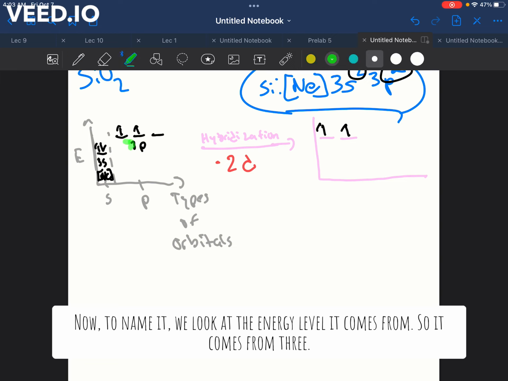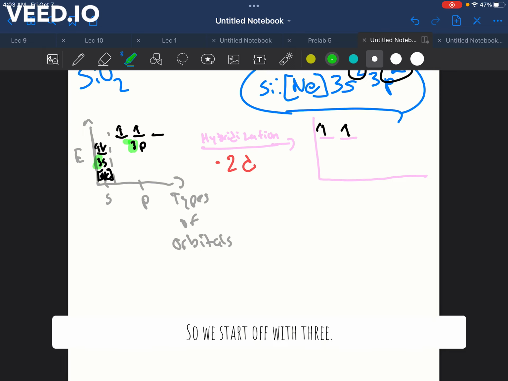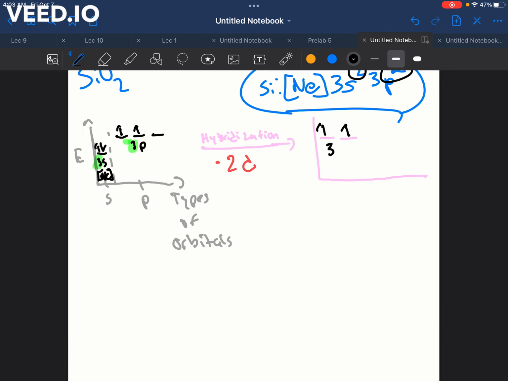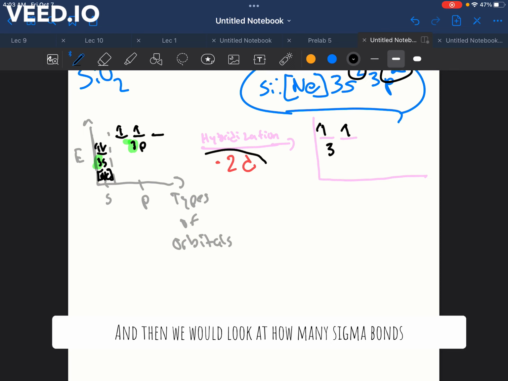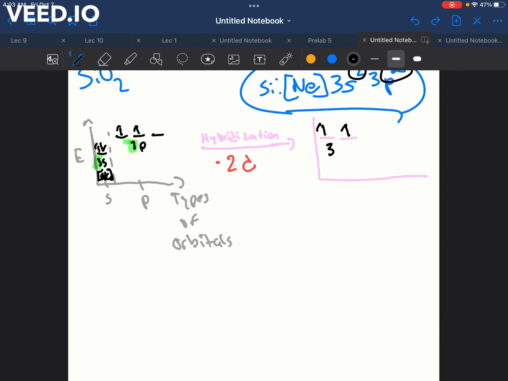Now, to name it, we would look at the energy level it comes from. So it comes from 3. So we start off with 3. And then we would look at how many sigma bonds we have, or how many bonds we have in total. And we have two sigma bonds.